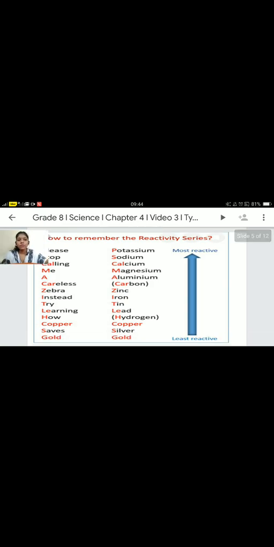So copper, can you see from the bottom, the third number, that is copper and iron. So why is it getting displaced? Because iron is more reactive than copper, so it is getting displaced. But if you have taken the zinc and you have taken the copper, it cannot be displaced.